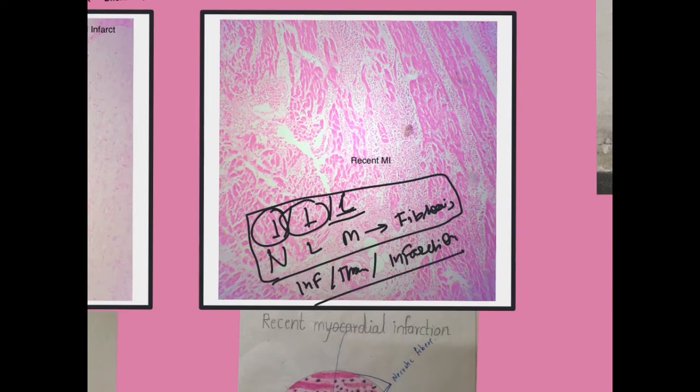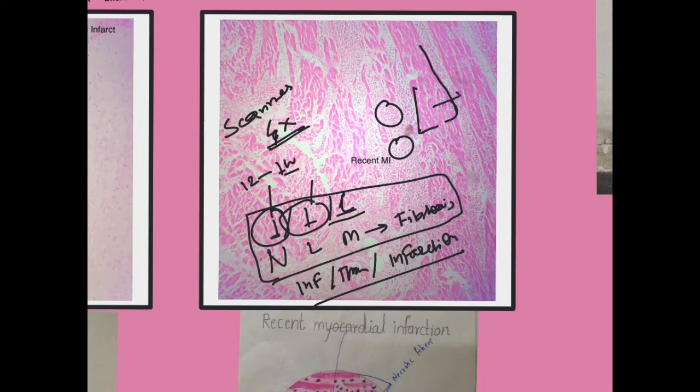So the same here in the infarction: in the first hours there will be neutrophils, and lymphocytes from the first 12 hours to the first week. So here these are the muscles, and this is the inflammation. This slide is under the scanner, that is, on the microscope you have a 4x lens. So this is called the scanner.